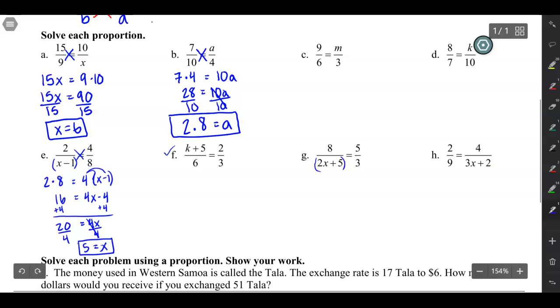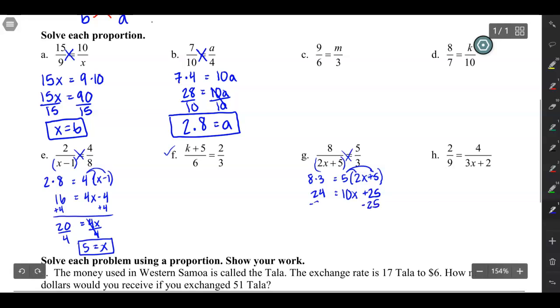Remember that whenever you have these expressions, instead of just a variable, you're going to put parentheses around them before you cross multiply. Then you'll get 8 times 3 is equal to 5 times (2x plus 5). Okay. Then you're going to want to distribute this 5 in. So you'll get 10x plus 25 is equal to 24.